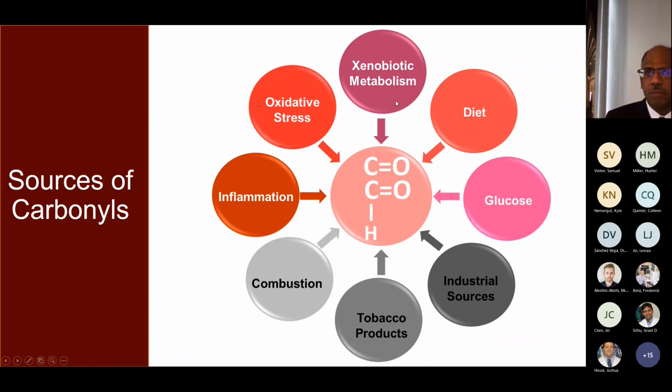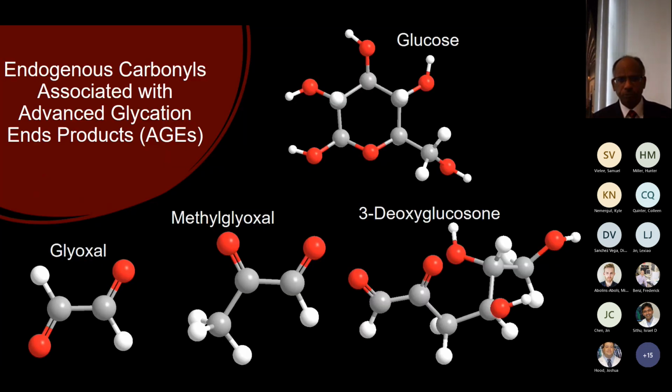Xenobiotic metabolism, especially some of the drugs and environmental chemicals, generates a lot of aldehydes. And molecules like acrolein are generated by myeloperoxidase-driven reactions from the neutrophils. And then from the environment, we get combustion, especially from fossil fuel, you get a lot of crotonaldehyde and acrolein. Then you get tobacco products, which are very rich in carbonyl compounds. And a lot of industrial chemicals, either by themselves are carbonyls or they are metabolized to carbonyls. So that's the reason we are focusing on carbonyl toxicity.